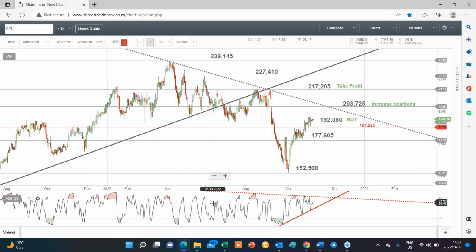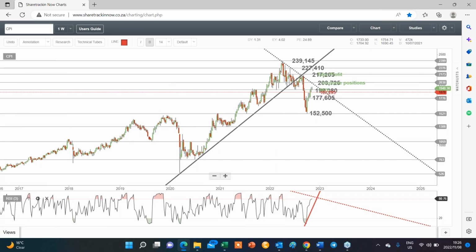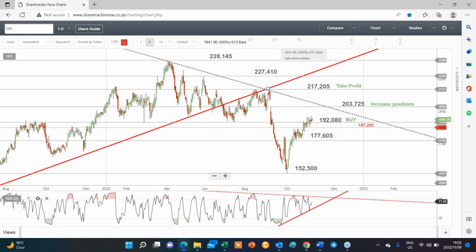All right. So that's CPI. I'm loving the RSI, maintaining its uptrend, and weekly RSI also just got into overbought territory, not a big deal. Just don't go in when it's like that. Okay. Next would be Impala. Let's check Impala quickly.